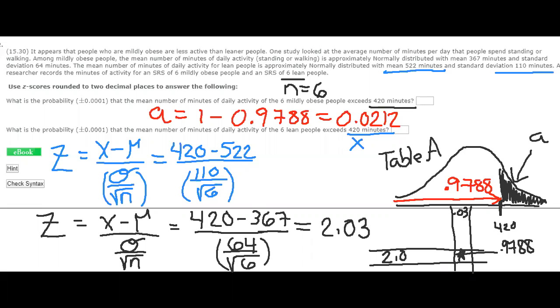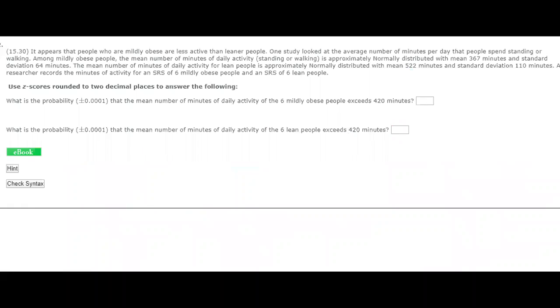And plug and chug it through your calculator. We get 420 minus 522, a numerator of negative 102, divided by the quantity 110, which itself is divided by root 6, which gives me a z-score of negative 2.27, which makes sense because 420 is less than 522, so we should have a negative z-score right now.